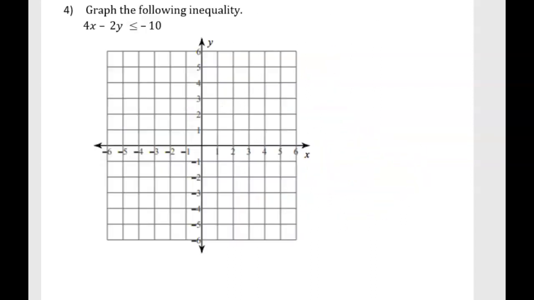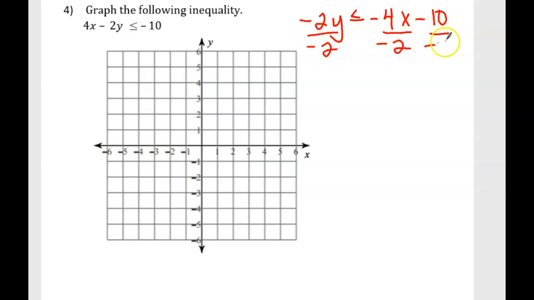Now the fourth one, we want to graph it. The first thing I'm going to do is put it into slope-intercept form. I'm going to start by subtracting 4x from both sides. So I get negative 2y less than or equal to negative 4x minus 10. Then I'm going to divide both sides by negative 2. I'm going to be careful here because I'm dividing by a negative, so I'm going to remember to flip the inequality symbol. So we get 2x plus 5.